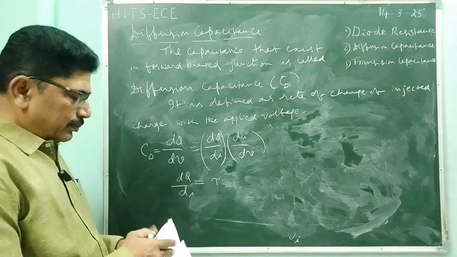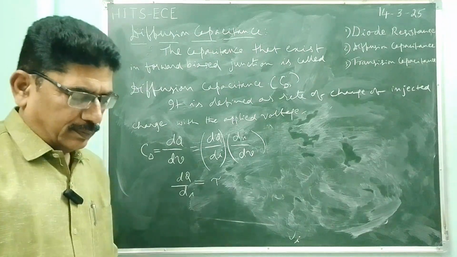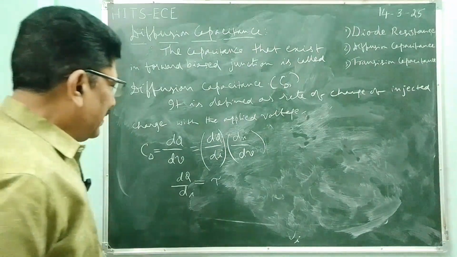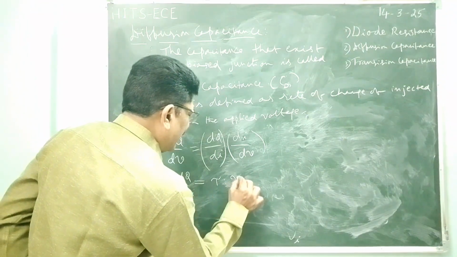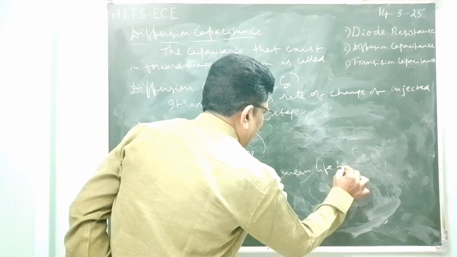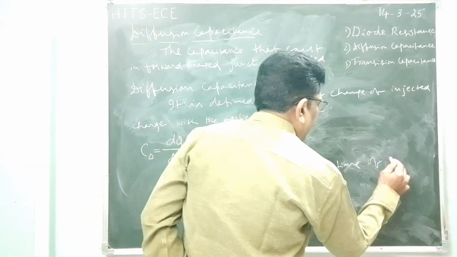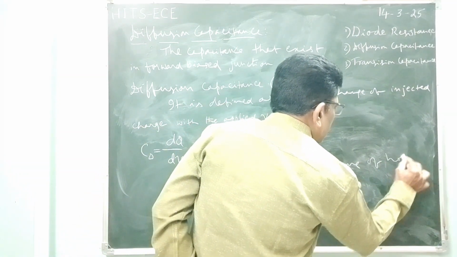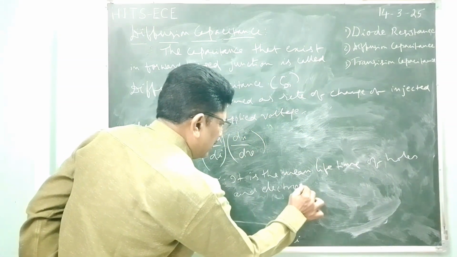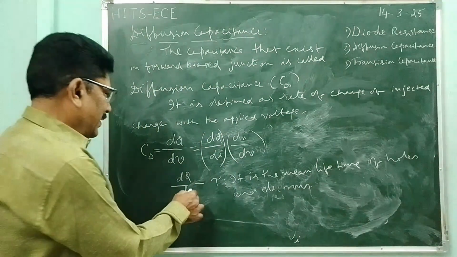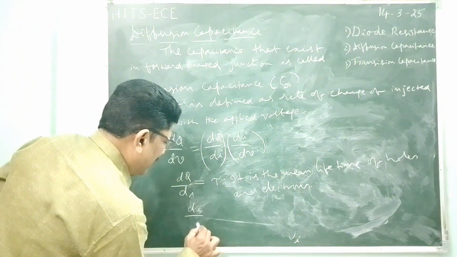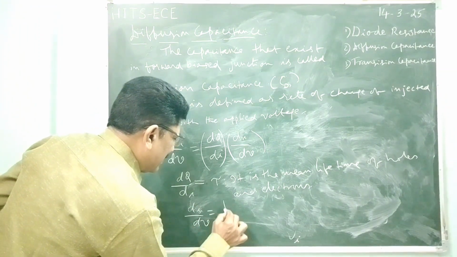Tau is the mean lifetime of holes and electrons. Mean lifetime of holes and electrons. Tau is dq by di. Then coming to di by dV, di by dV is the reciprocal of resistance.